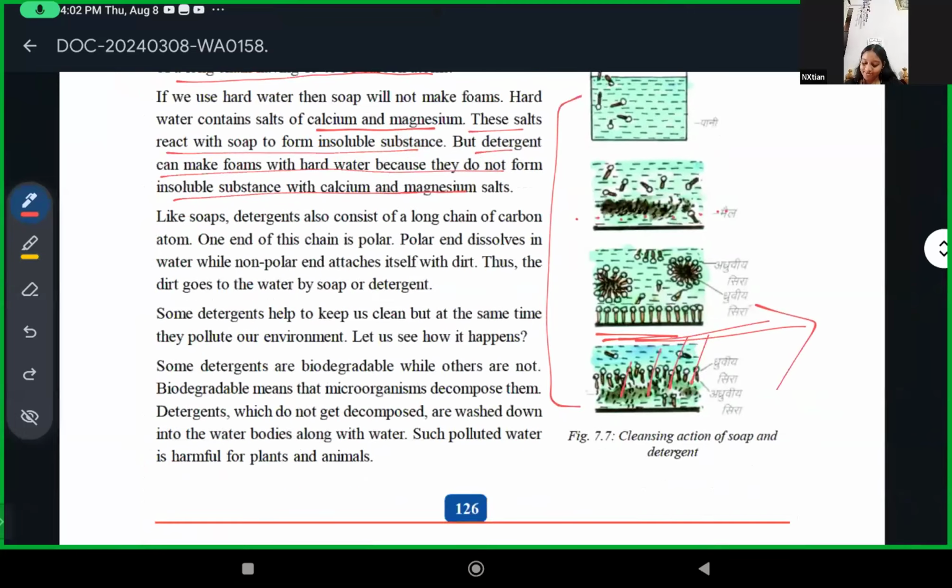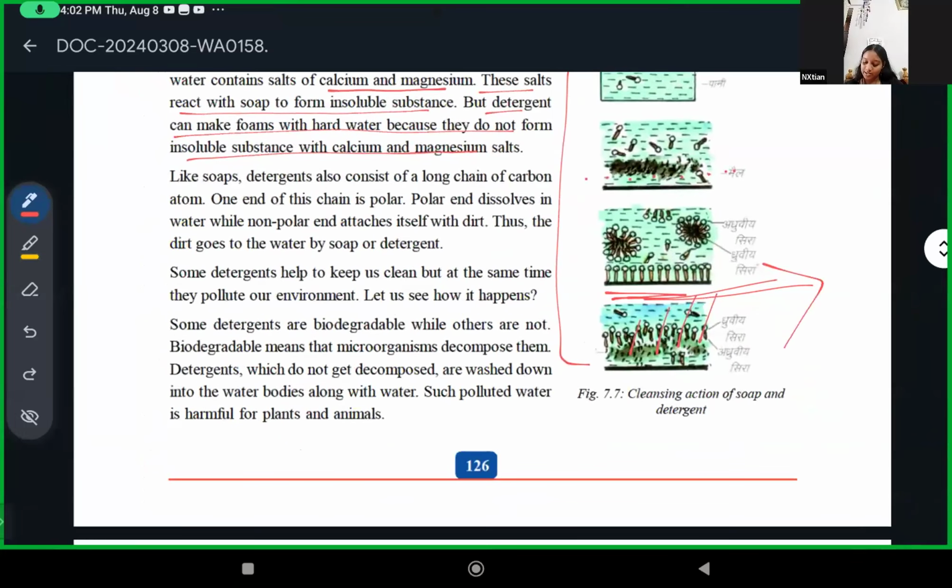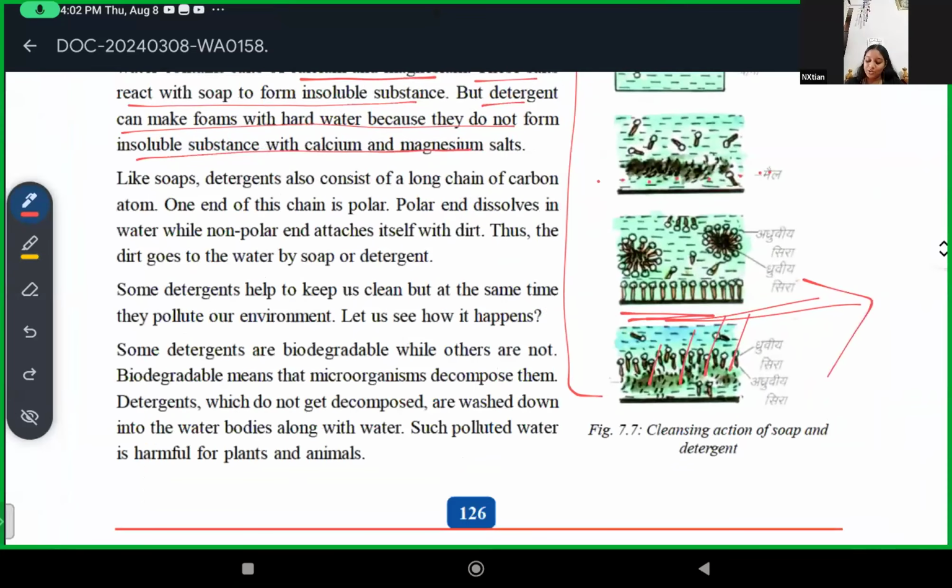Now, like soaps, detergents also consist of a long chain of carbon atoms. One end of this chain is polar. The polar end dissolves in water while the non-polar end attaches itself to dirt. Thus, the dirt goes into the water by soap or detergent. Some detergents help to keep us clean, but at the same time, they pollute the environment. Let's see how it happens.